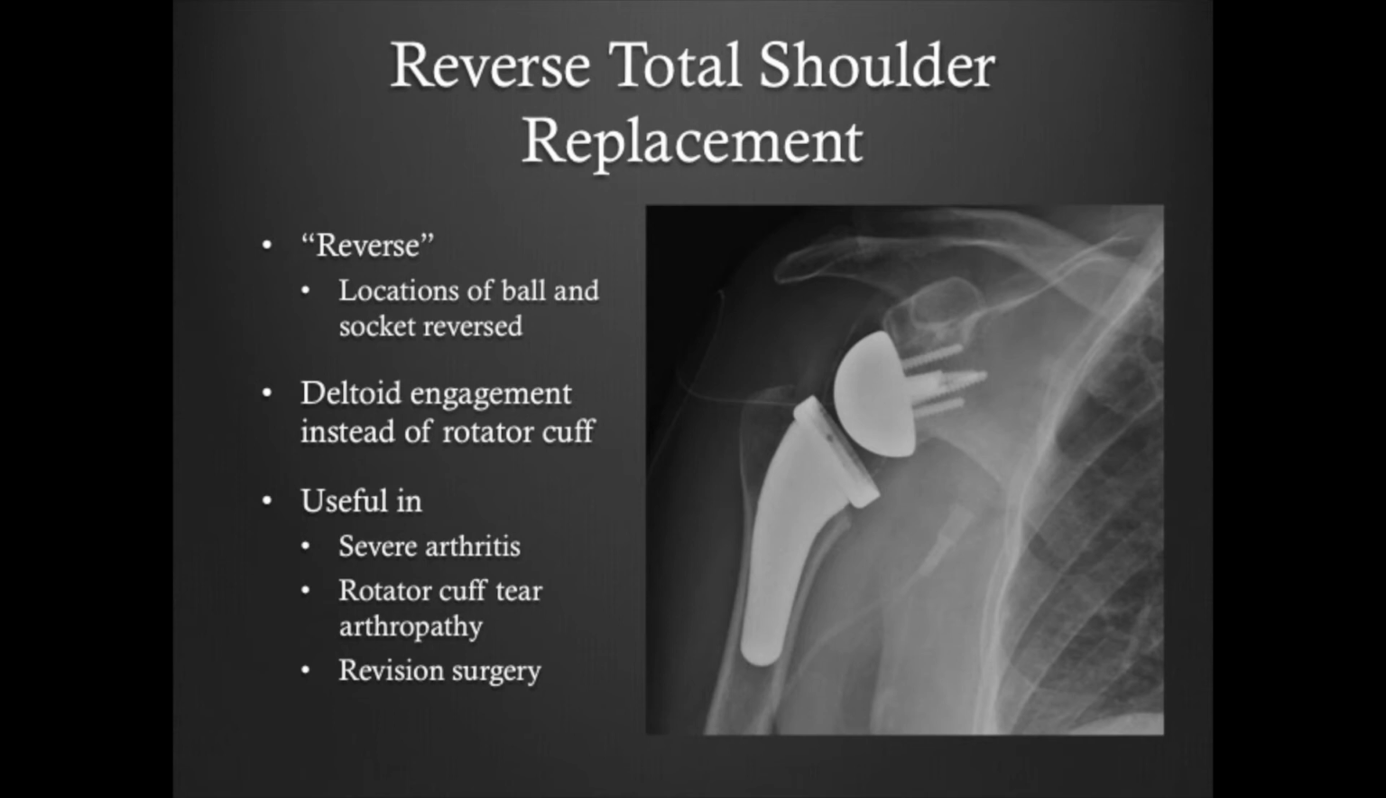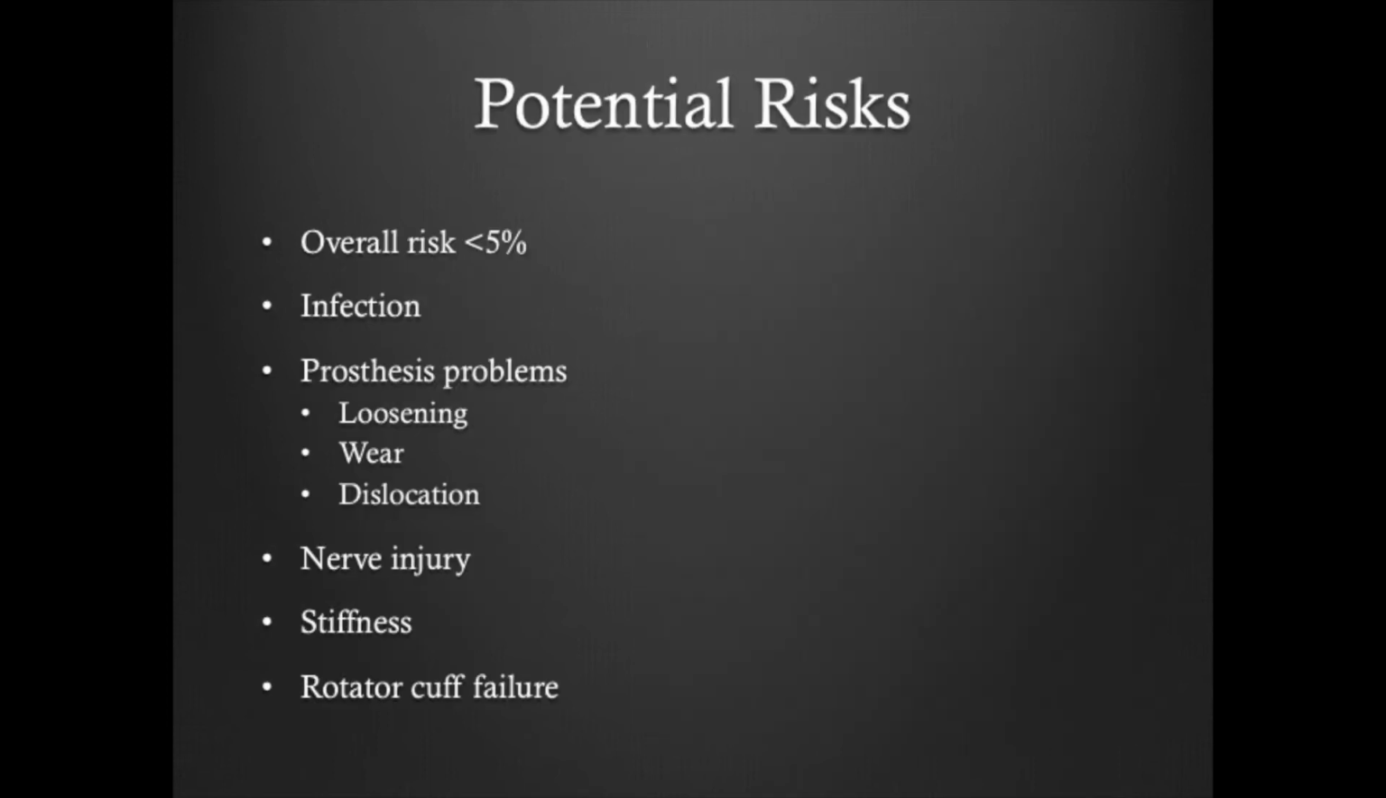A reverse arthroplasty is called reversed because the ball and socket components are reversed. The socket is placed on the humeral head and the ball is placed on the glenoid, which is reversed from the standard anatomy. However, despite this change in anatomy, the reverse total shoulder arthroplasty has shown great results with a low complication rate.